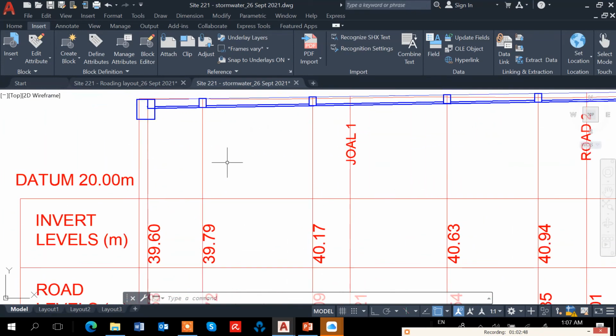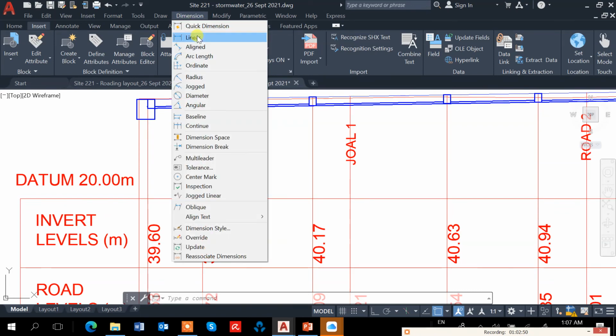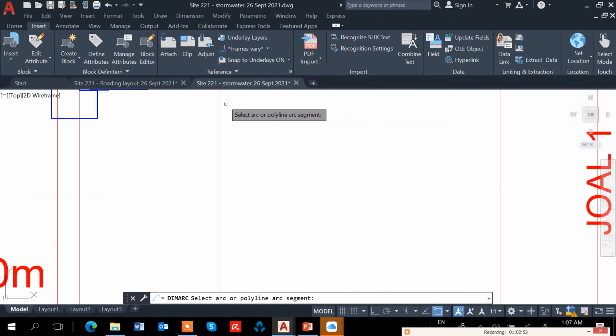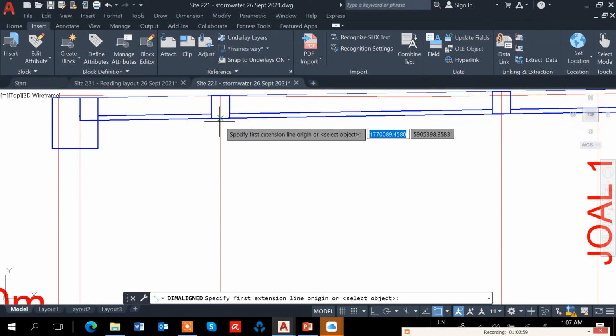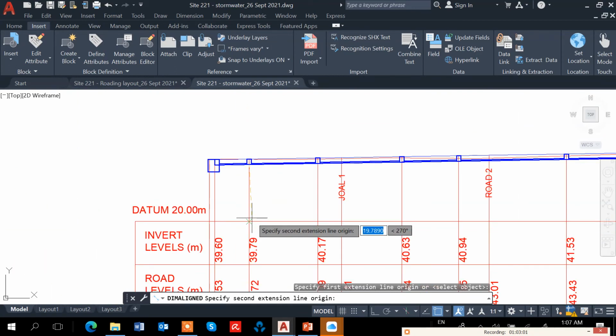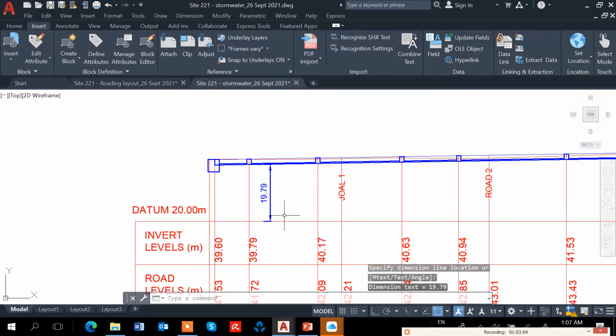Then to find the invert level, you just do the dimension from here to here. So it's 19.79 plus the 20, so that gives us 39.79. That's how we use the dimension aligned to find the distance from here to the bottom of the manhole, which gave us the invert level.